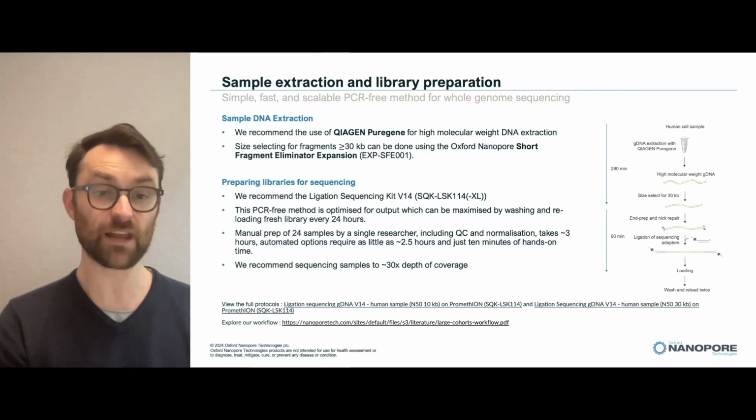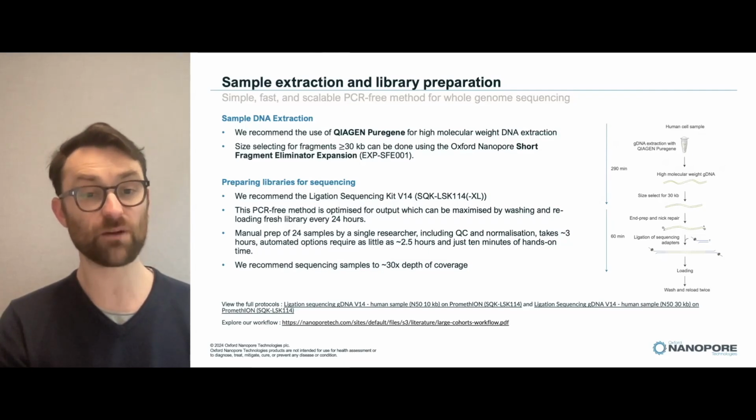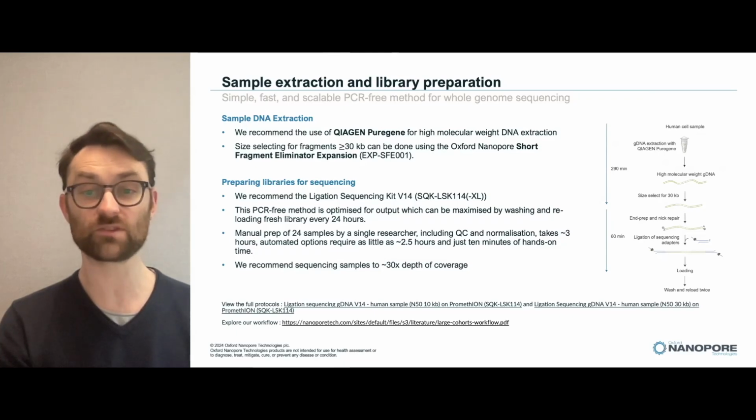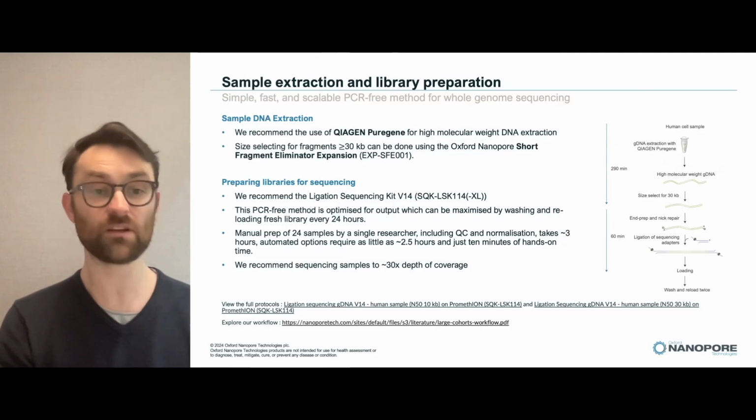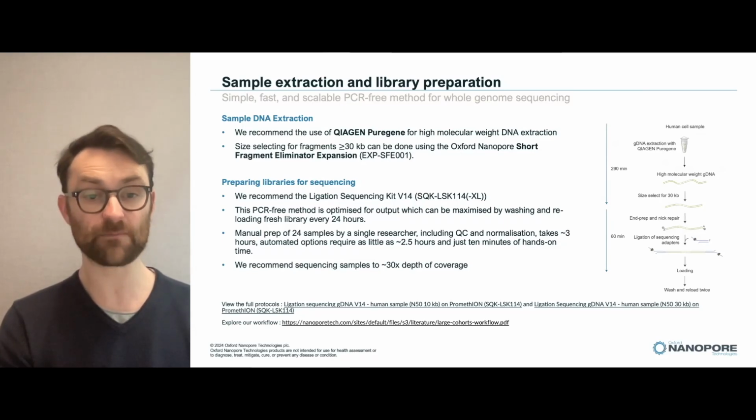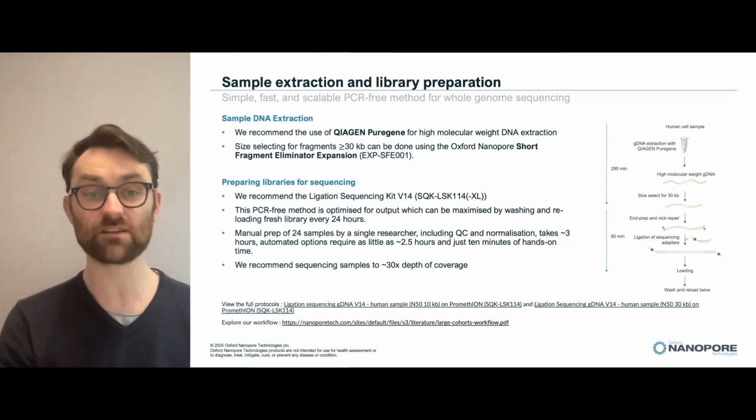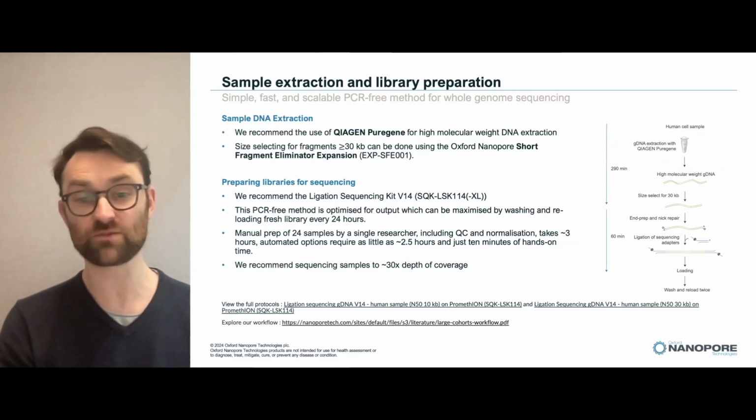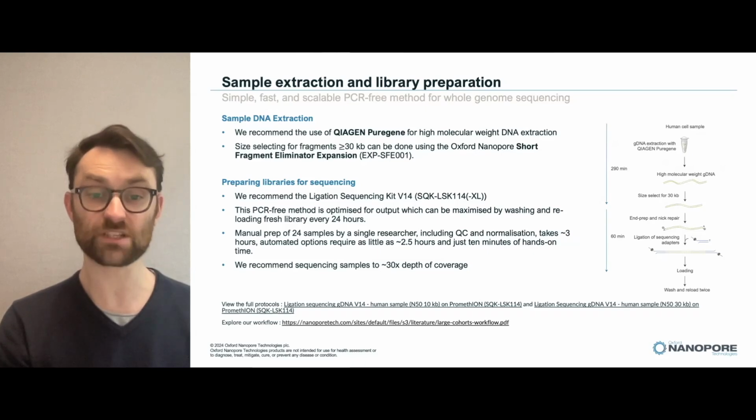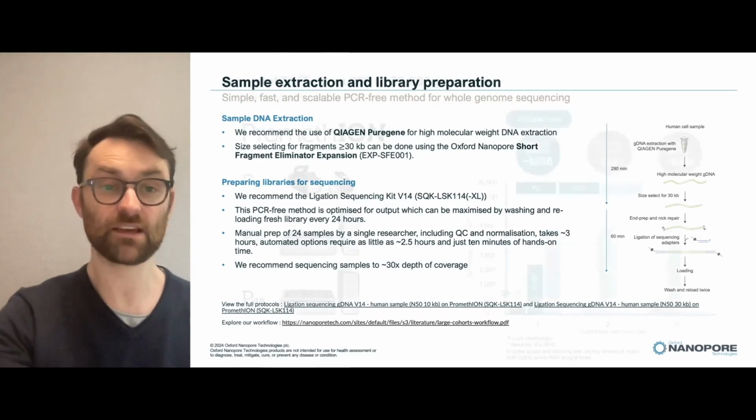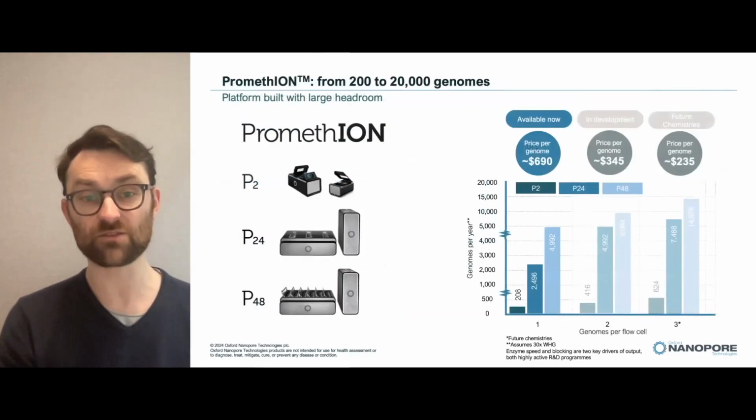We found in the lab that it takes about 3 hours for a single researcher to QC and manually prepare 24 samples and put them on the flow cell, but this can be automated down to less than 3 hours with very little hands-on time. With this protocol, using a PromethION flow cell, we recommend sequencing until you achieve 30x depth of coverage. This is done using a device called PromethION.